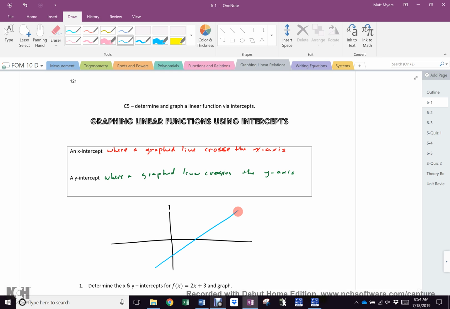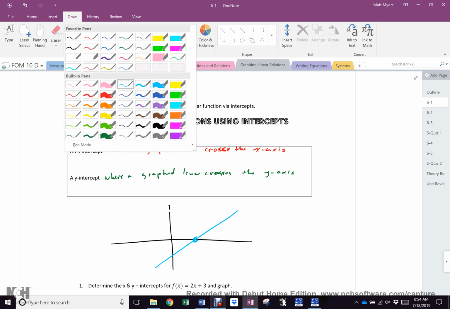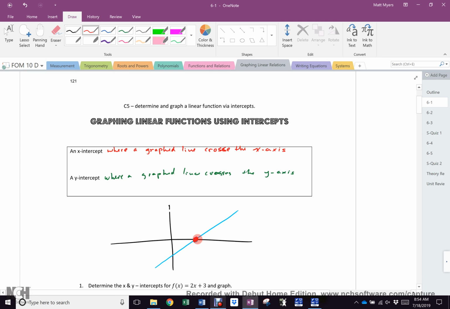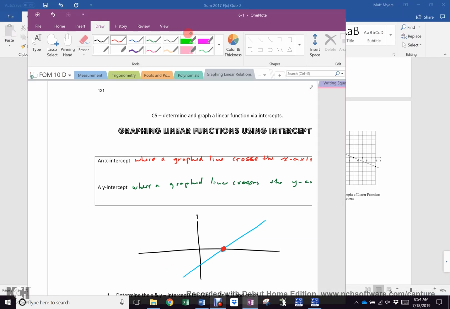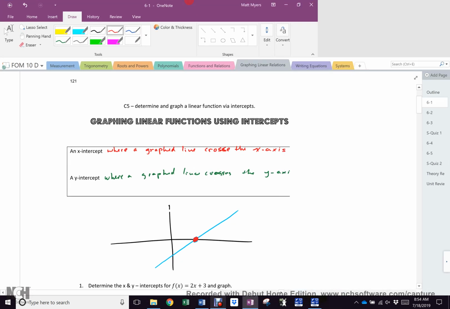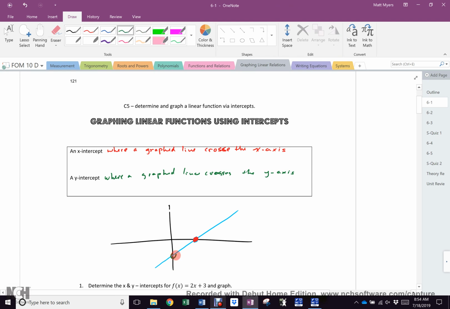Where do I put the red dot for the x-intercept? Is it there, point A, or point B? Point B, excellent. Oops, that's supposed to be red. Where does the green dot go? At the other one, right there.